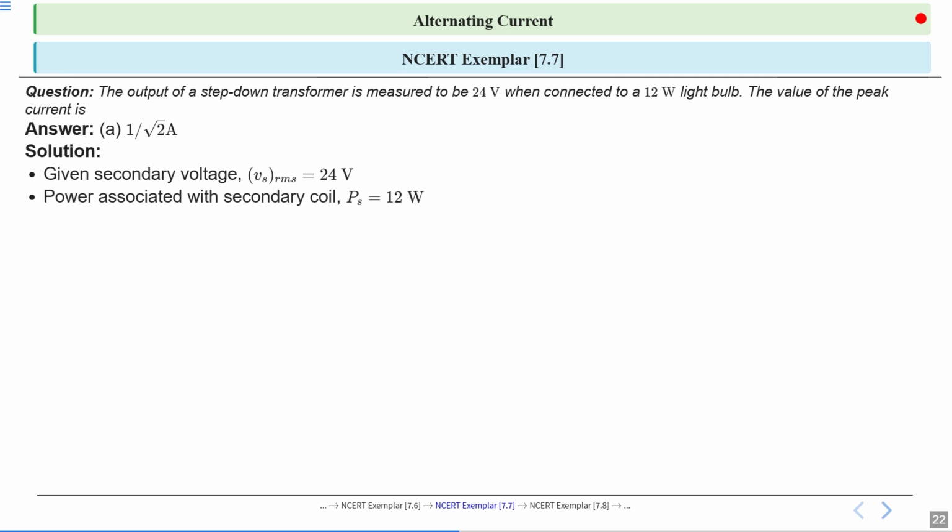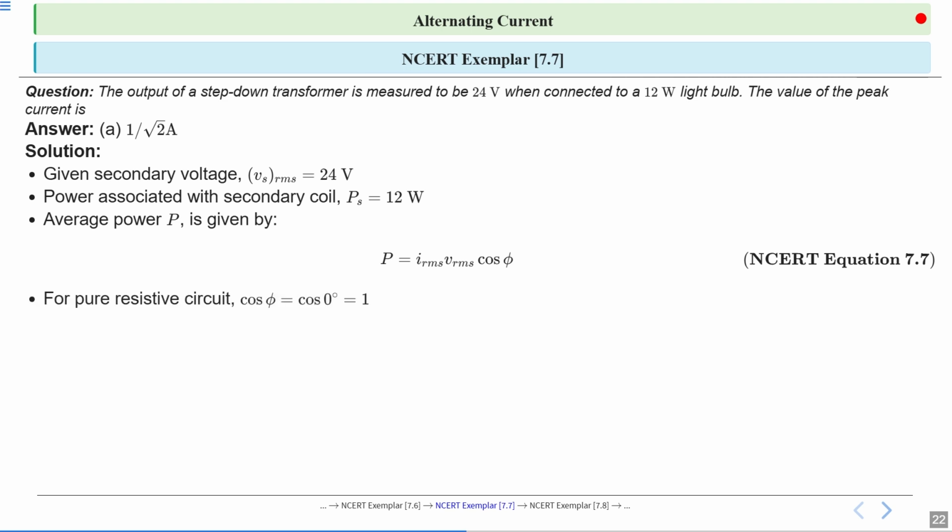Power associated with the secondary coil, PS. The power associated with the secondary coil, on which the light bulb is being operated, is PS equal to 12 watt. Average power P is given by P equal to IRMS VRMS cos phi, according to NCERT question 7.7. For a pure resistive circuit, cos phi is... we are operating the light bulb by the output generated in the secondary coil, so only a resistor is there.